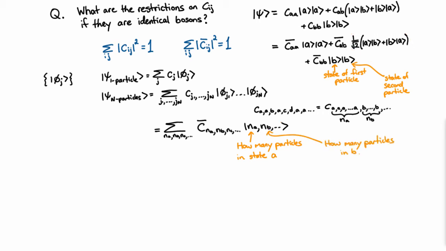We can, of course, relate the states in number notation here to the old original states. For bosons, the number state is equal to some normalization factor times every possible combination of states in our original notation that can give us the right number of particles in state A and state B and state C and so on.